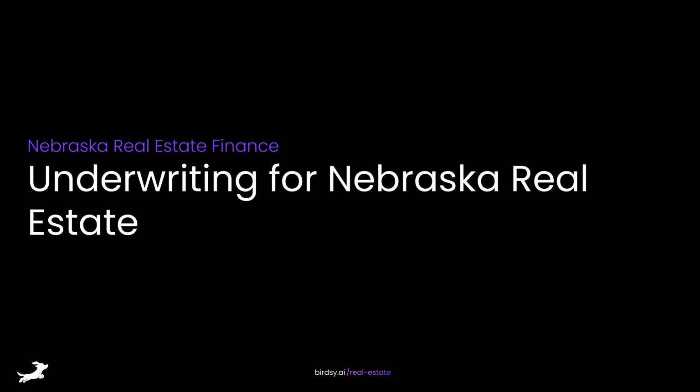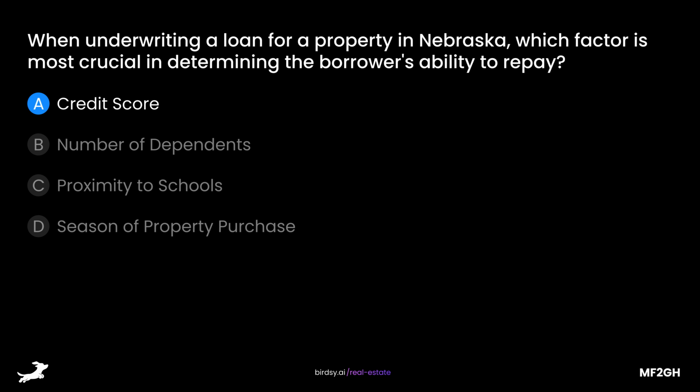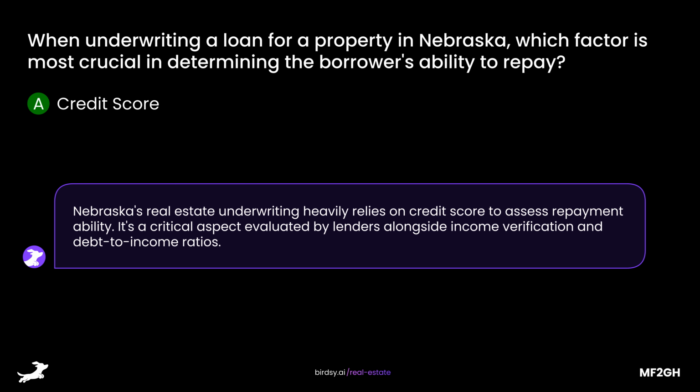Underwriting for Nebraska real estate. When underwriting a loan for a property in Nebraska, which factor is most crucial in determining the borrower's ability to repay? Is it A, credit score, B, number of dependents, C, proximity to schools, or D, season of property purchase? The answer is A, credit score. Nebraska's real estate underwriting heavily relies on credit score to assess repayment ability. It's a critical aspect evaluated by lenders alongside income verification and debt-to-income ratios.